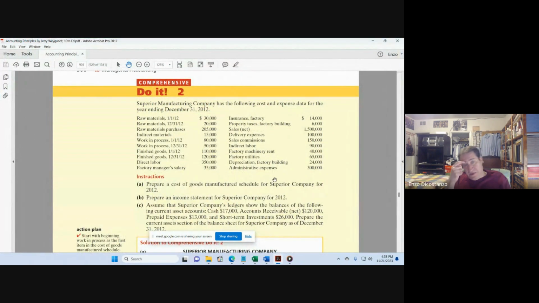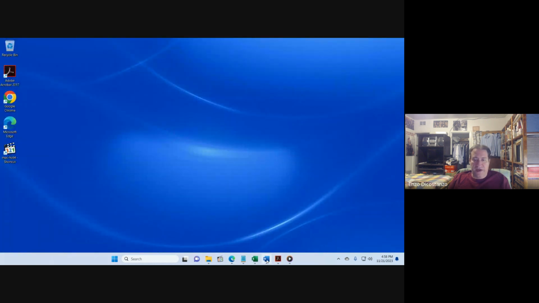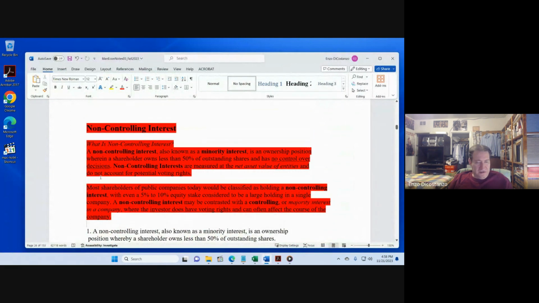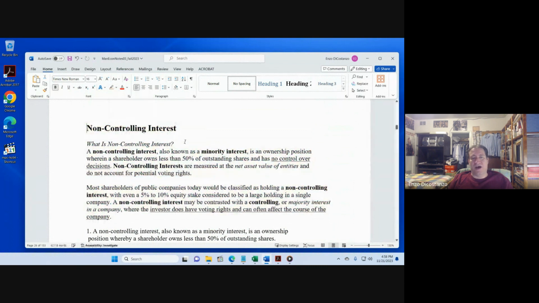We are going to look at Superior Manufacturing Company, and we're going to compute a cost of goods manufactured schedule, and we're going to prepare income statements. So this is all going to be good in Excel. But before we do that, let's spend a few minutes, because this is not going to take too long, looking over non-controlling interest, which was quite a topic in the healthcare deal that we're working on. It's also known as minority interest, and we've discussed this, I think, in previous videos.